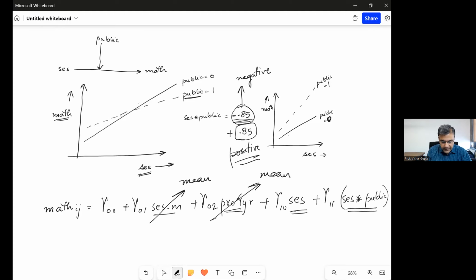If I change SES by 1 unit, what will happen to the line? If I change public by 1 unit, or change it from 0 to 1, what will happen? So I need to hold others at some value. Now you can hold them at 0, but a good thing is to hold them at their mean values. That is why I am telling you this, because this is what I am going to do when I plot my moderation graph.